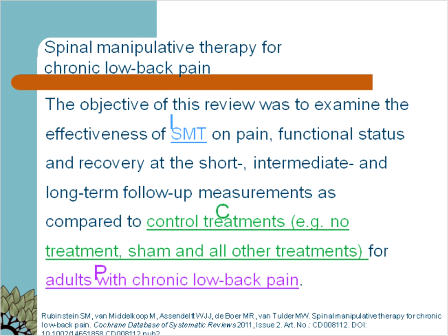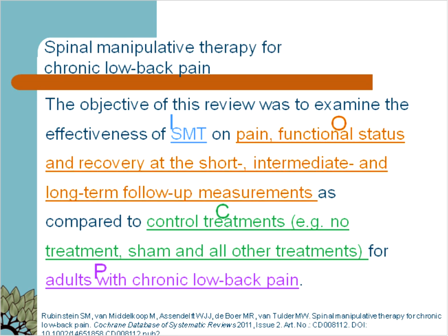You may not get this level of detail with all of the reviews that you come across. Some objectives are quite brief, some are longer, but this is certainly a nice example that's taken the time to be explicit at the objective stage. And this is the outcome. They're interested in pain, functional status, and recovery at certain defined time points. So that gives you a sense of PICO, and the objectives part of a review or protocol outlines your PICO in brief.